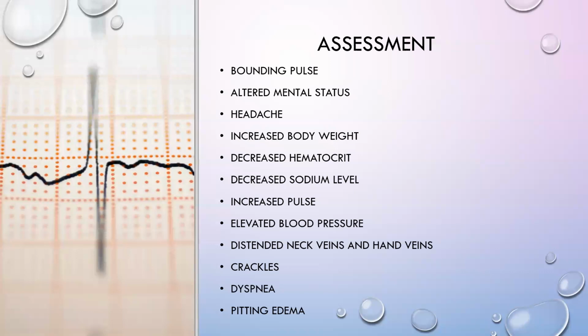So how are we going to assess a patient? How are we going to spot a person in fluid volume excess? We're going to go over each system, starting with the cardiovascular system. We're going to be looking for bounding pulses, increased pulse, elevated blood pressure, distended neck veins and hand veins, elevated central venous pressure, and dysrhythmias.